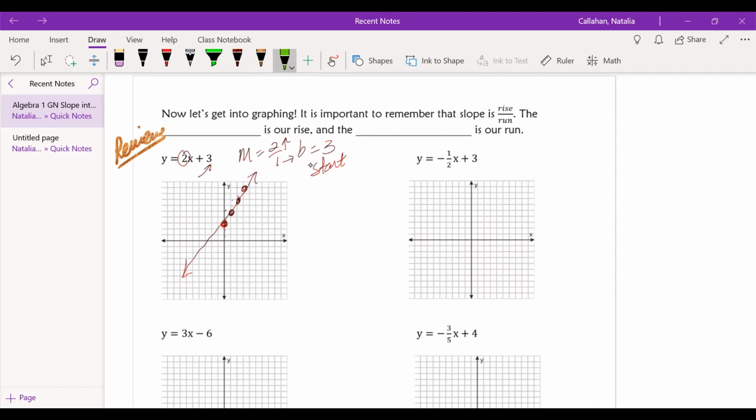Next, let's take a look at this one. Your m is going to be negative 1 over 2. Your b is 3. So you start at 3, down 1 over 2, down 1 over 2, down 1 over 2, and that's your line.